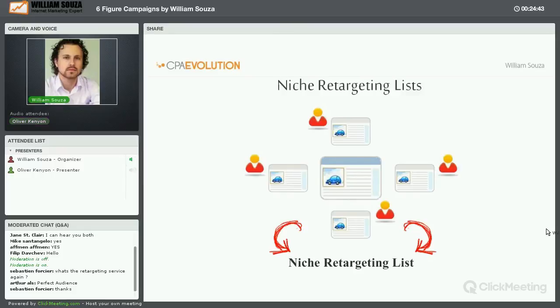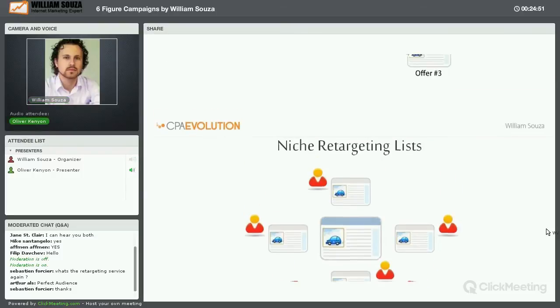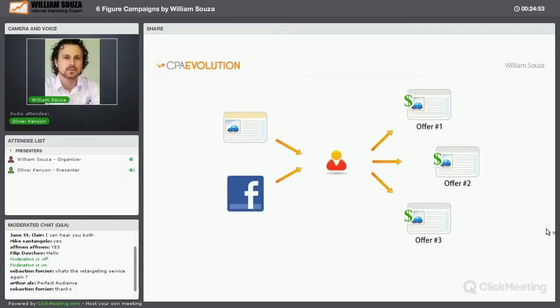So after I start sending traffic to the landing page, I immediately start getting lots of people on my retargeting list. So I start building very, very targeted lists. And then after a while, what I start to do is actually use my retargeting list exactly as I would use any mailing list that I had.